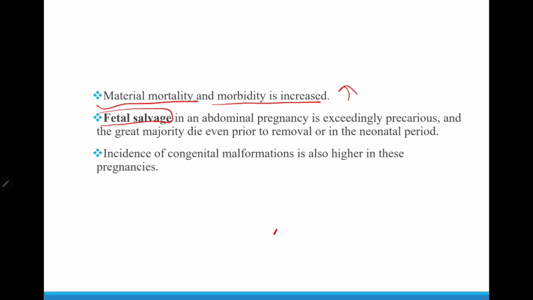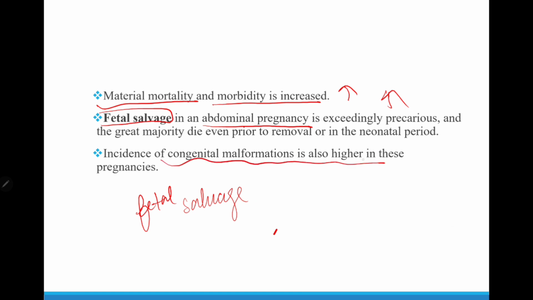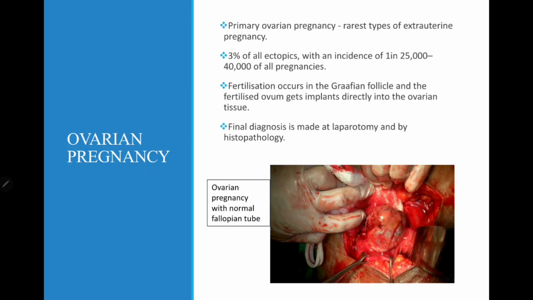Fetal salvage in an abdominal pregnancy is exceedingly precarious, and the great majority die even prior to removal or in the neonatal period. The incidence of congenital malformations is also higher in such pregnancy.